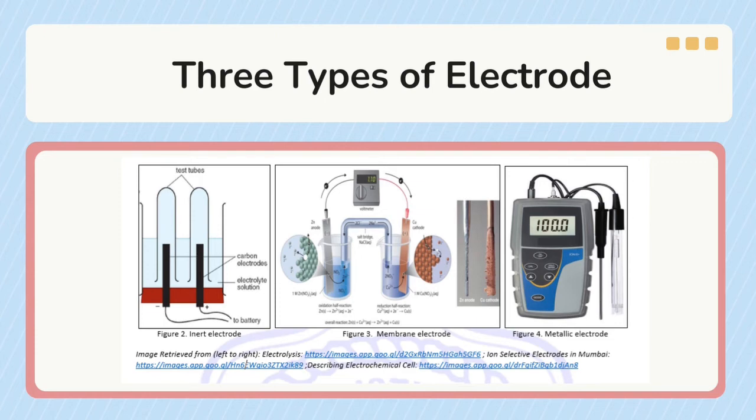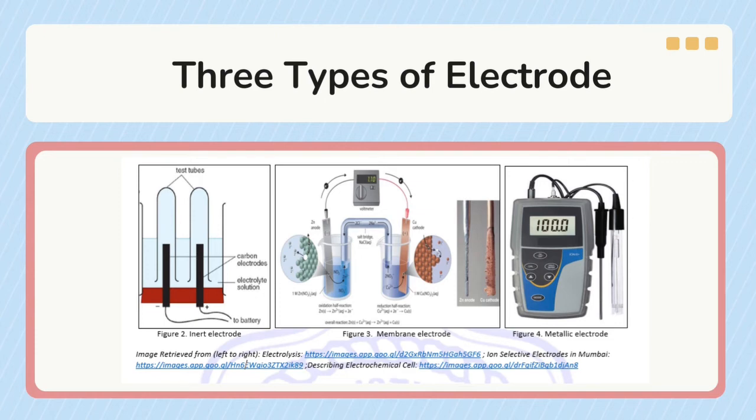Next we have the metallic electrode. This is a type of electrode that is composed of a metal strip and its metallic ion solution. In figure number 4, two metallic electrodes are used: the zinc electrode with the zinc metal strip immersed in zinc sulfate, and the copper electrode with the copper strip immersed in the copper sulfate solution. The electrodes do not only act as site of the reaction but also participate in the redox reaction. They are also called the active electrodes.